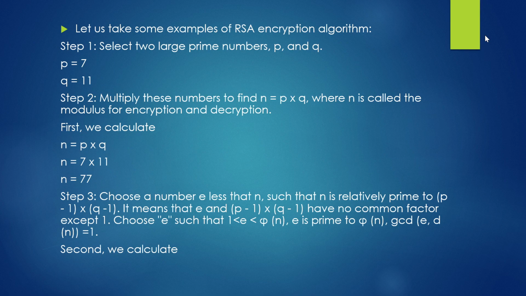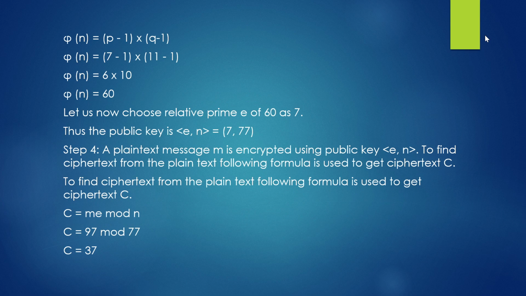Let us take some more examples of the RSA algorithm. Step 1: p equals 7 and q equals 11. Step 2: n equals p times q, n equals 7 times 11, n equals 77. Step 3: choose a number e less than n such that e is relatively prime to (p minus 1) times (q minus 1). It means that e and (p minus 1)(q minus 1) have no common factor except 1. Choose e in such a way that e is prime to phi of n, GCD of e comma phi of n equals 1. Second, we calculate phi of n and we get phi of n equals 60 after applying the formula. Let us consider the relative prime number e of 60 as 7. Thus the public key is e comma n, 7 comma 77.